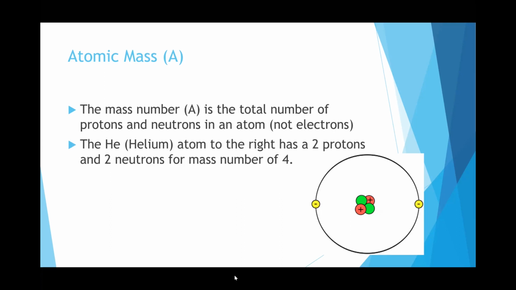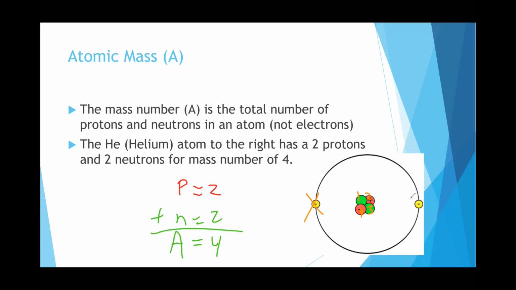So let's do an example for this. Helium atom to the right. Again, it's helium since it has 2 protons. So the proton number, which I'll abbreviate P, is 2. And the neutron number is also 2. So atomic mass, which is A, is 2 plus 2, which is 4. So the mass for this atom is 4. Or you could literally just count them. 1, 2, 3, 4. You're counting neutrons and protons, but not electrons. You don't count these. So it's that simple.